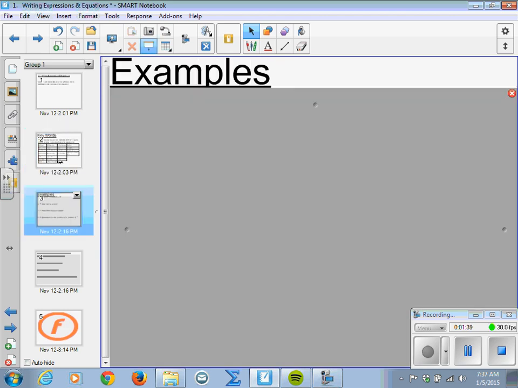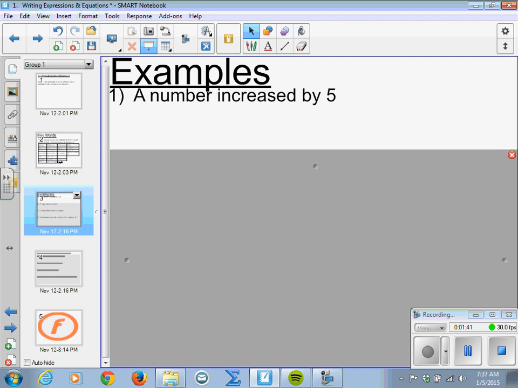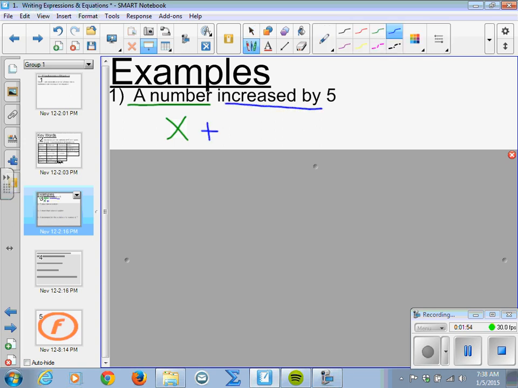So examples, we see a problem like this, a number increased by 5. Do it part by part. So a number, right? An unknown amount. Pick a letter. We'll call it X. Increased by, that tells us we're adding. And 5 is just going to be 5. So there we go, X plus 5.